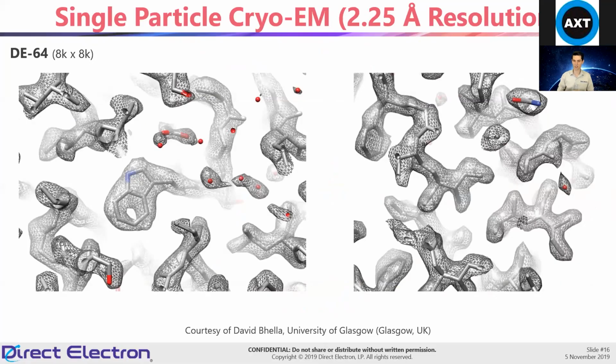We can see the side chains look very, very nice. We can see the holes in the aromatic rings. We can see water molecules in it as well. So we're quite pleased with the way that the DE64 works for counting, and the DE16 as well. They're technically identical to each other in terms of the pixel architecture. It's just that the DE64 is 4 times larger than the DE16.